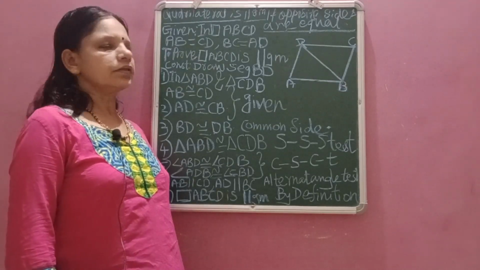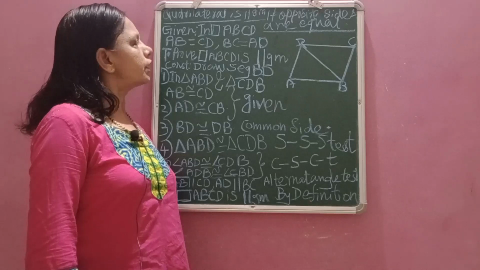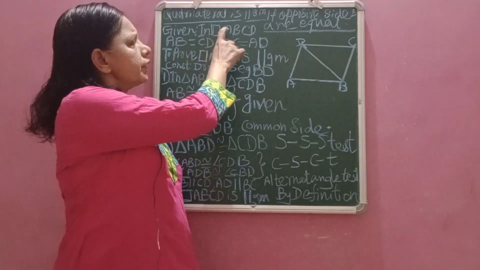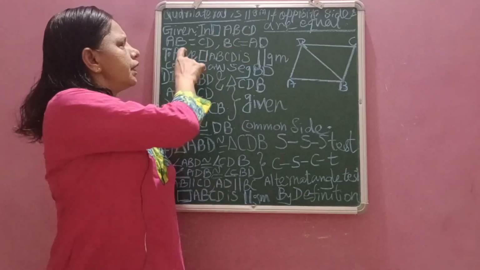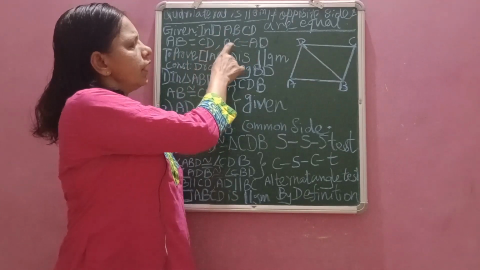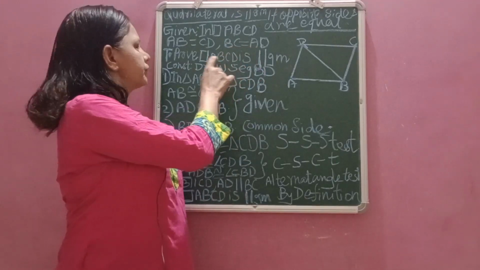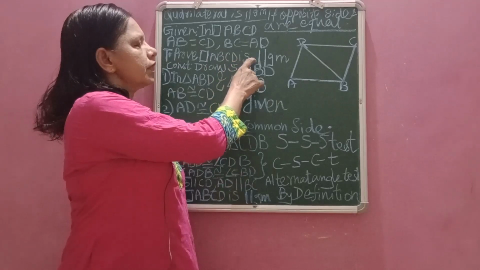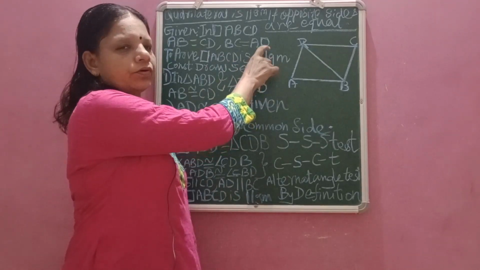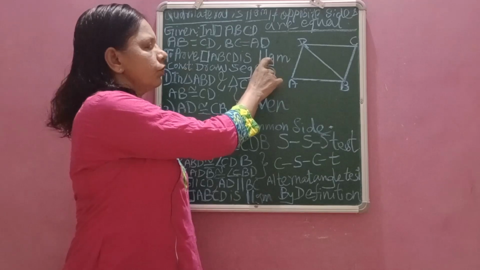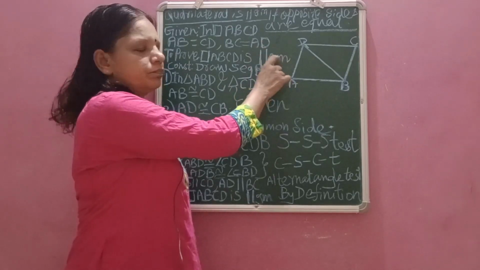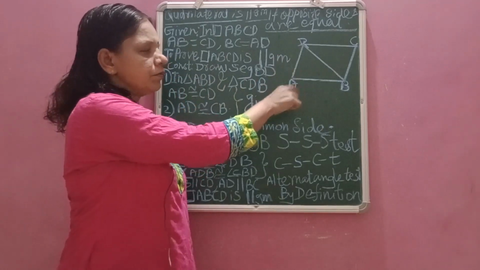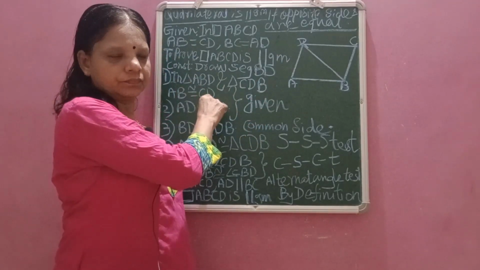That is nothing but given. So, given: in quadrilateral ABCD, this is the symbol for quadrilateral, AB equal to CD and BC equal to AD. To prove: quadrilateral ABCD is a parallelogram. This is the short form symbol for parallelogram, two parallel lines and GM. We have to prove the quadrilateral ABCD is a parallelogram.